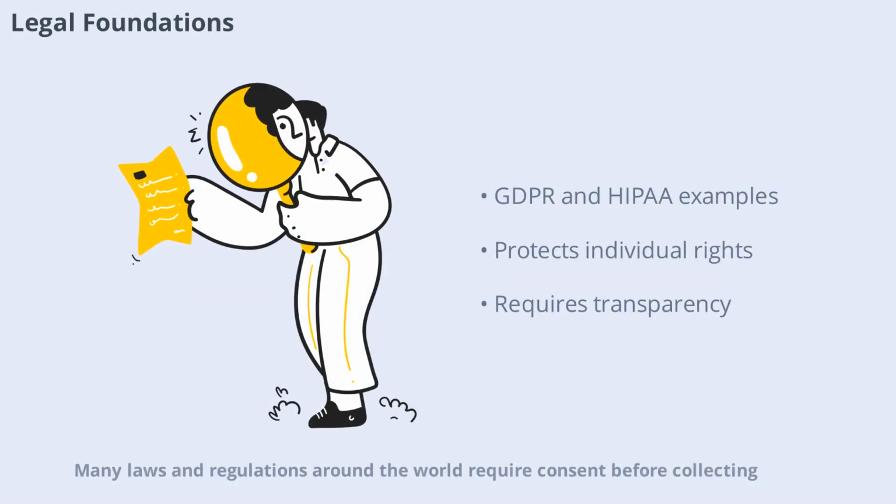Many laws and regulations around the world require consent before collecting, using, or sharing personal information. For example, the General Data Protection Regulation (GDPR) in Europe and the Health Insurance Portability and Accountability Act (HIPAA) in the United States both set strict standards for obtaining consent. These laws are designed to protect individuals' rights and ensure transparency in how their information is handled.